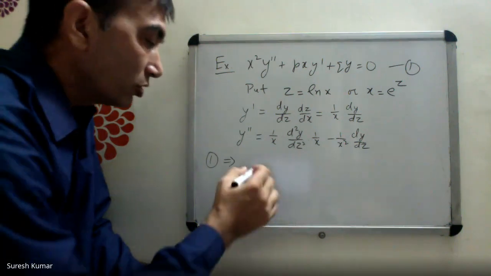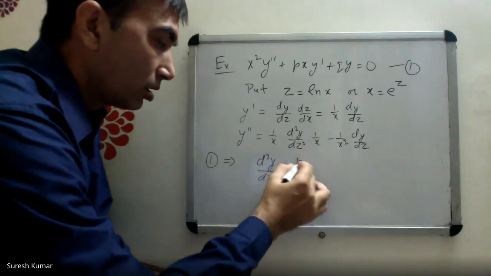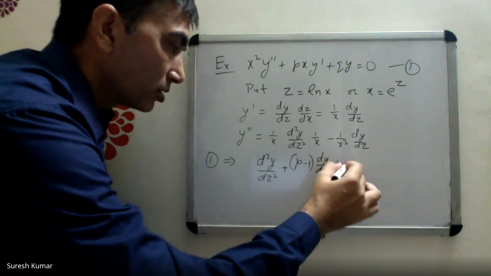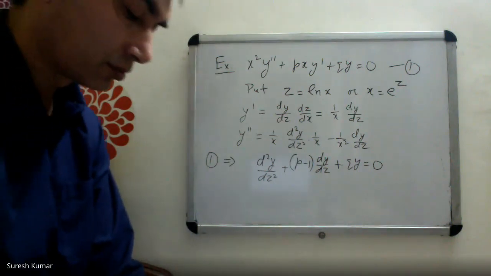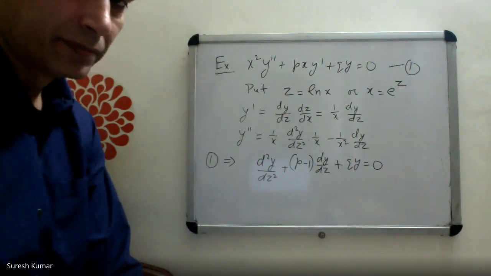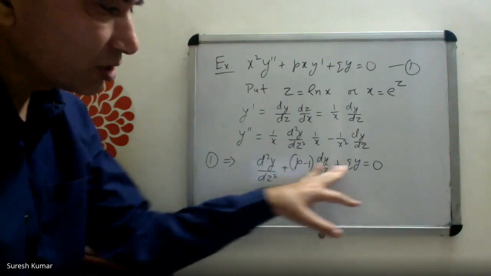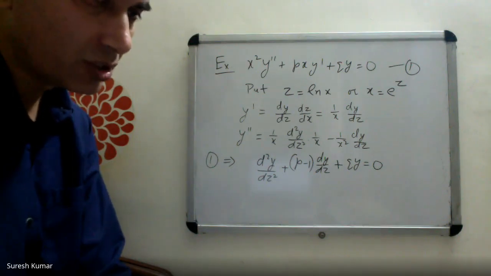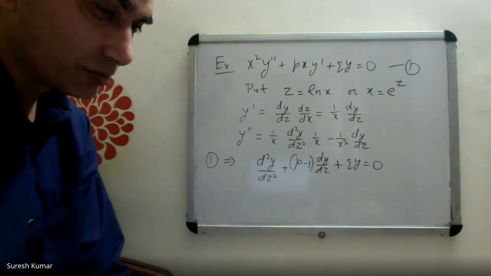What is the transformed equation? d2y over dz square plus (p minus 1) dy over dz plus qy equal to 0. Is it correct? Yes, sir. Okay. If it is correct, you can see that p minus 1 and q are constants. So it is an equation with constant coefficients. And once it is an equation with constant coefficients, you can solve it in general.